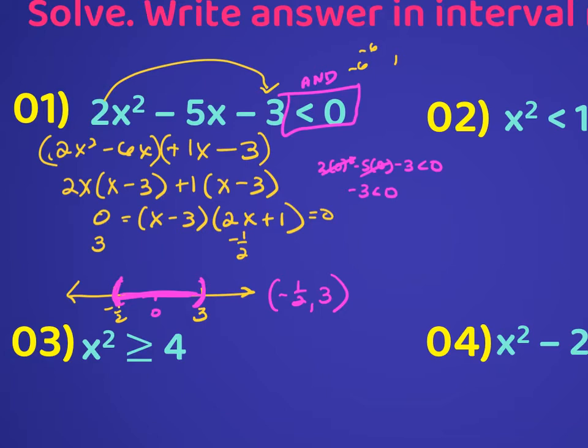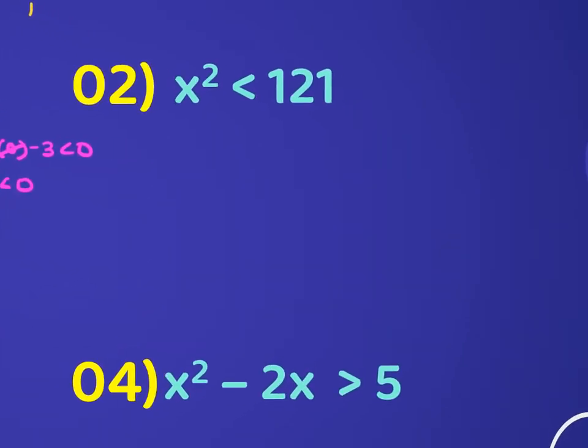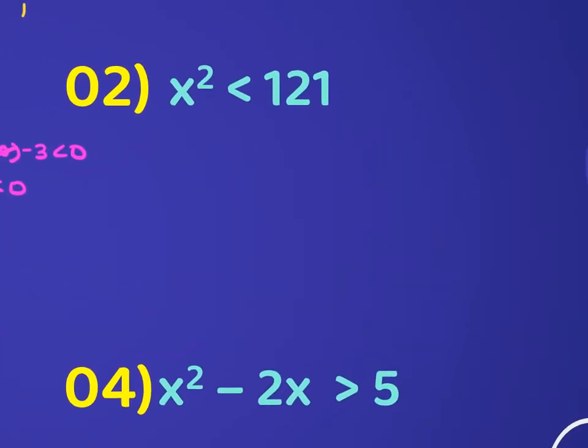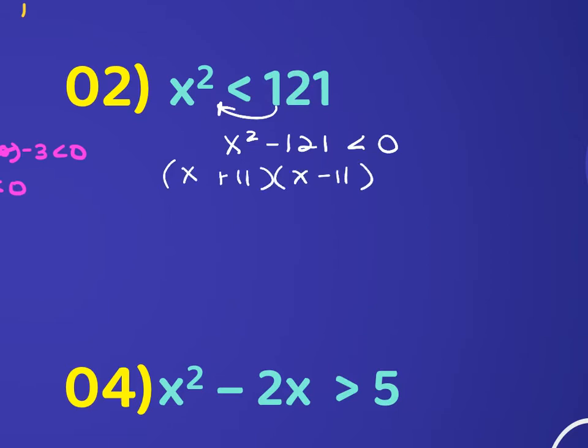Questions on that one? Okay, go to 2. This time it's not already equal to 0. I got to move that 121 over. So x squared minus 121 is less than 0. Factor that difference of 2 squares, x plus 11 and x minus 11. And I get -11 and +11. Set up my number line.